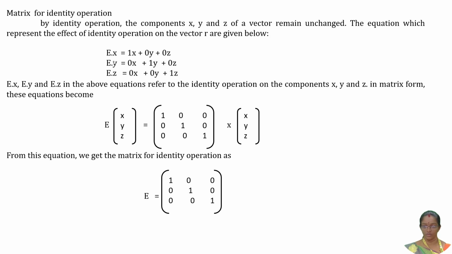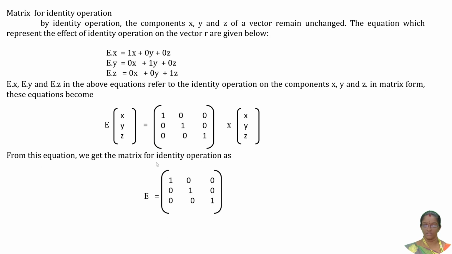Ex, Ey, Ez in the above equations refer to the identity operation on the components x, y, z. In matrix form, these equations become E of the column matrix x, y, z is equal to 1 0 0, 0 1 0, 0 0 1 multiplied by x, y, z. By comparing this, the identity matrix for the identity operation is equal to 1 0 0, 0 1 0, 0 0 1.